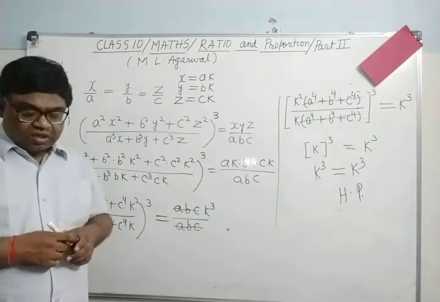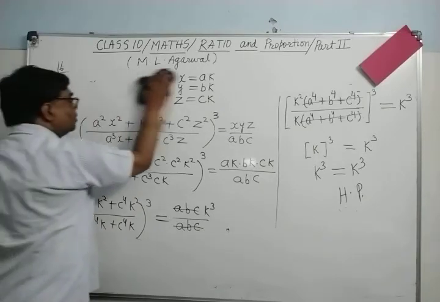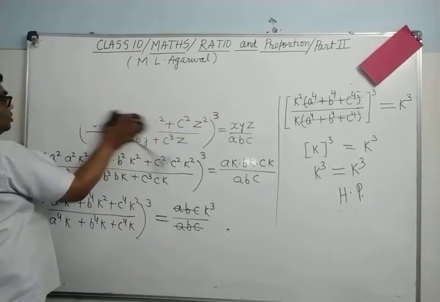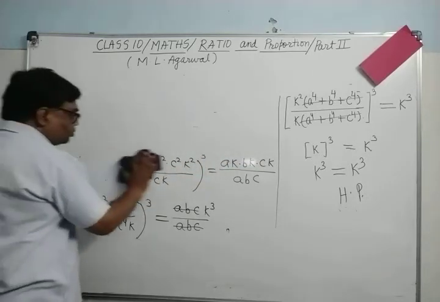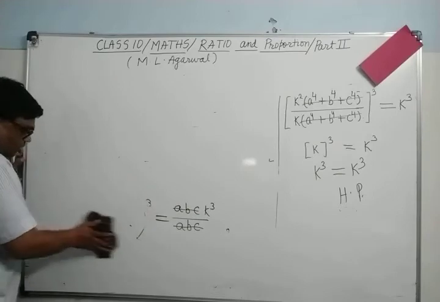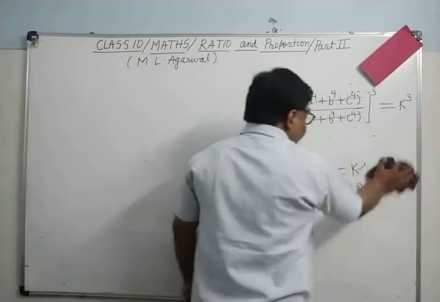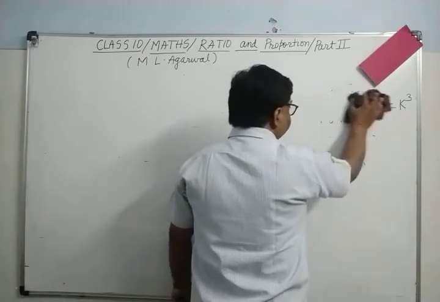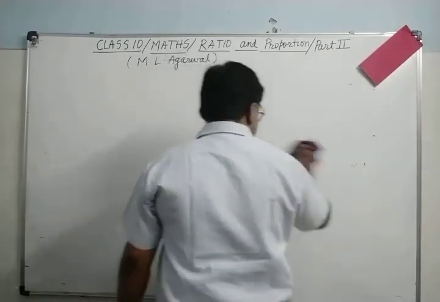Now you take one more question here. This I have explained for proportion. In continued proportion, there is a slight difference, a very minor difference.